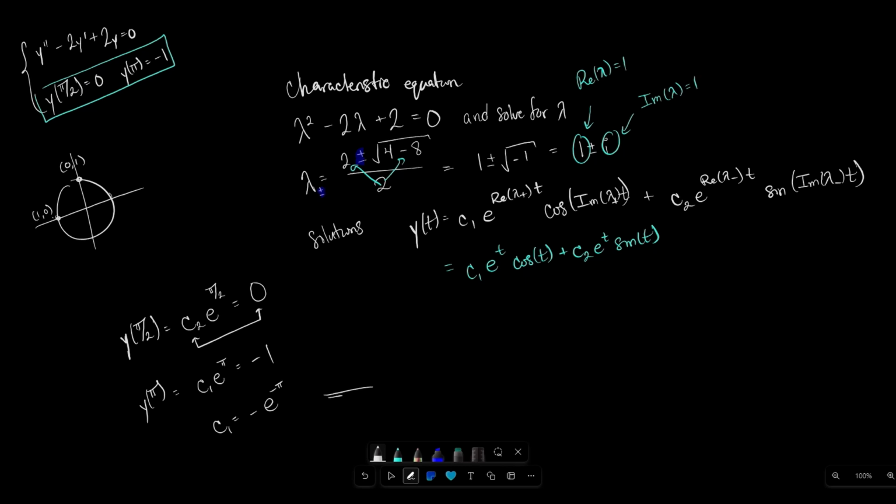So that gives me my solution. Once I replace these, C1 is given there, C2 is 0. I'm just going to put those in. It's negative e to the minus pi, and then that's going to multiply the e to the t. So I'm going to write this actually as e to the t minus pi cosine t. It's the solution to this boundary value problem.